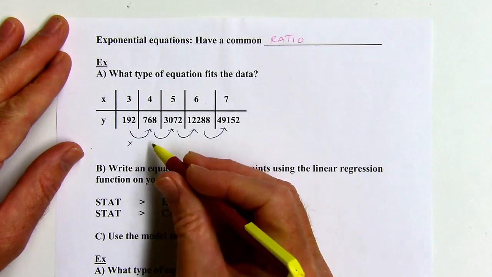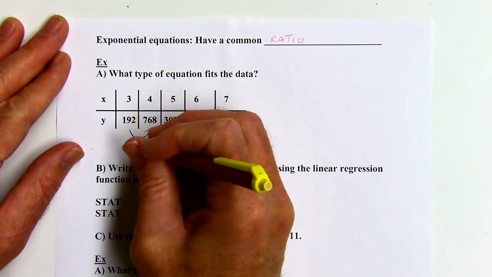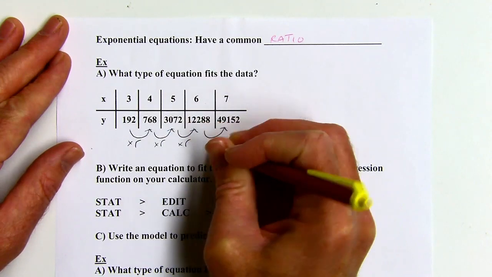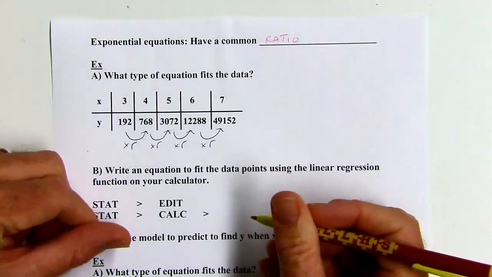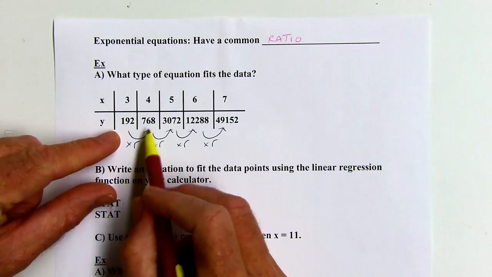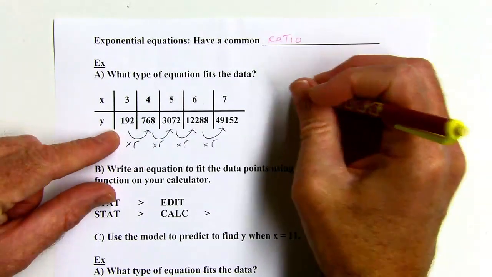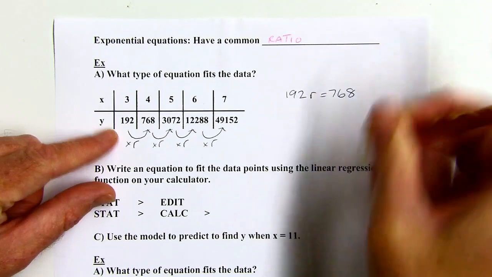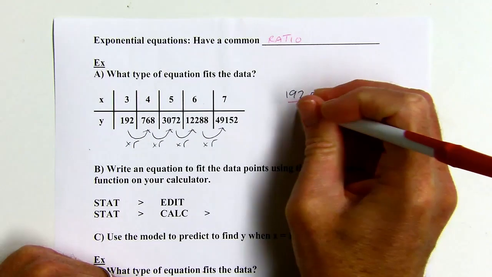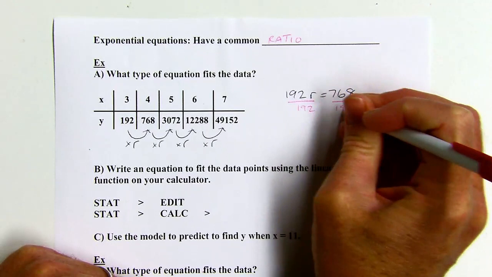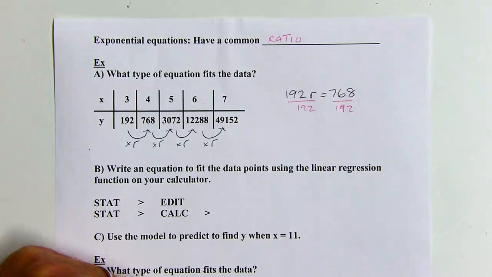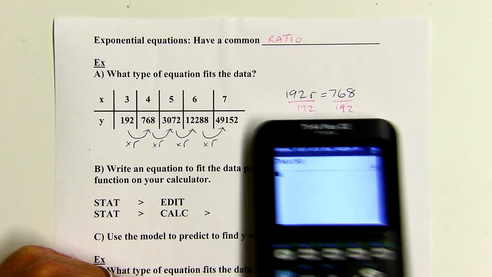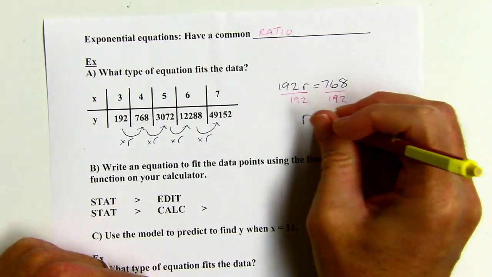I need to figure out 192 times something. Well, let's say we're multiplying by r, okay? And we want to figure out what r equals. R for ratio. Well, I can write a little equation here. 192 times r would equal 768. Okay, and then I just need to divide by 192. And let's see. 768 divided by 192 is 4. Comes out to exactly 4.